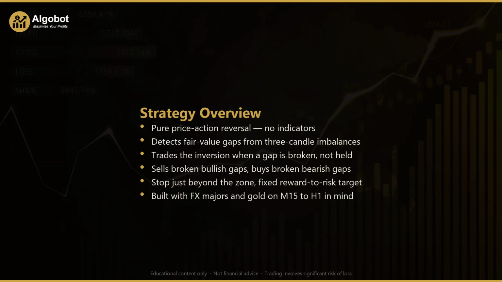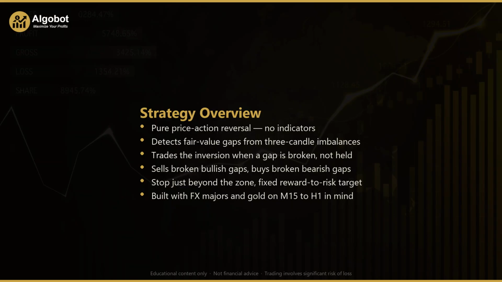Many traders treat these gaps as zones that should hold and offer support or resistance. This strategy does the opposite. It waits for the gap to fail. When price closes decisively through a fresh gap, that imbalance is invalidated and effectively flips or inverts. A broken bullish gap becomes fresh supply, and a broken bearish gap becomes fresh demand. The very first retest of that inverted void becomes a high-probability reversal entry against the side that just failed.